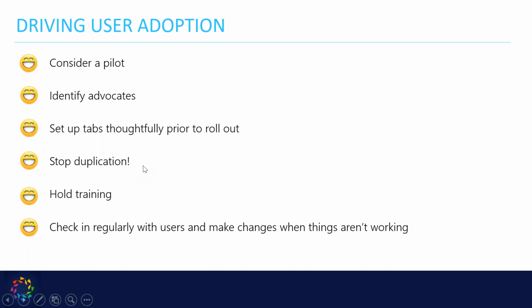Again, we touched upon this, the duplication. You just really don't want to have Teams end up being where people duplicate information that they're putting somewhere else. Holding training is going to be helpful, and ask your end users to know what kind of training works the best. And then just checking in regularly, and not just checking in, but also making changes when things aren't working.